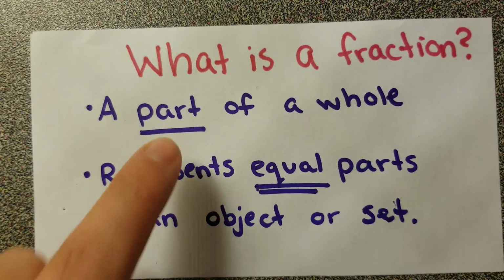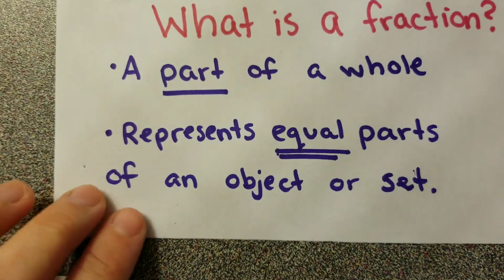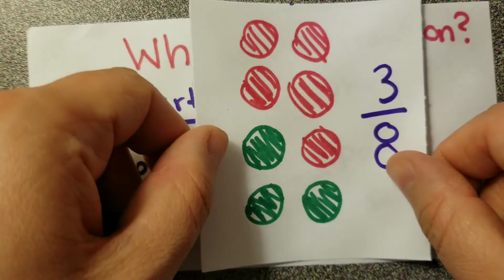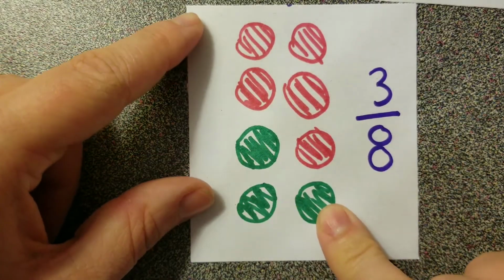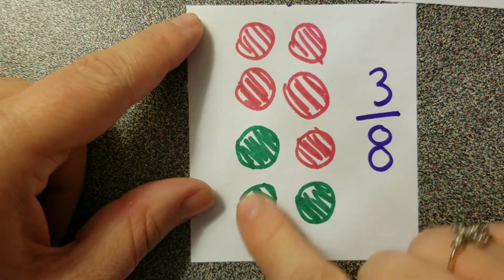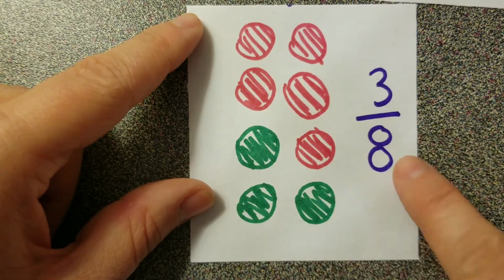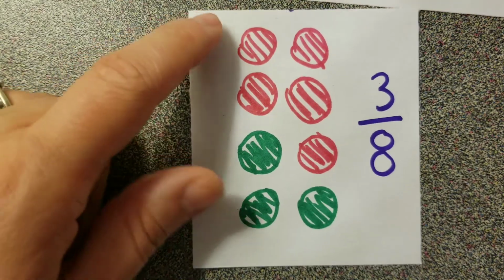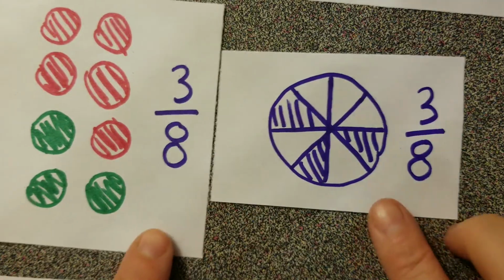So it can be a part of a whole object, like a pie, or it can represent equal parts of an object or a set. In this case, we have a set of counters, and 3/8 are green. So 3 are green out of a total number of 8 counters. This is 3/8 of a set, and that was 3/8 of an object, but they still represent 3/8.